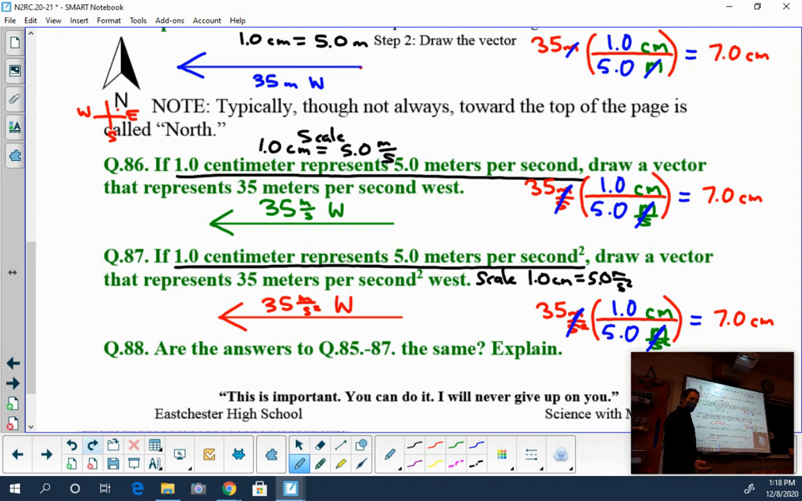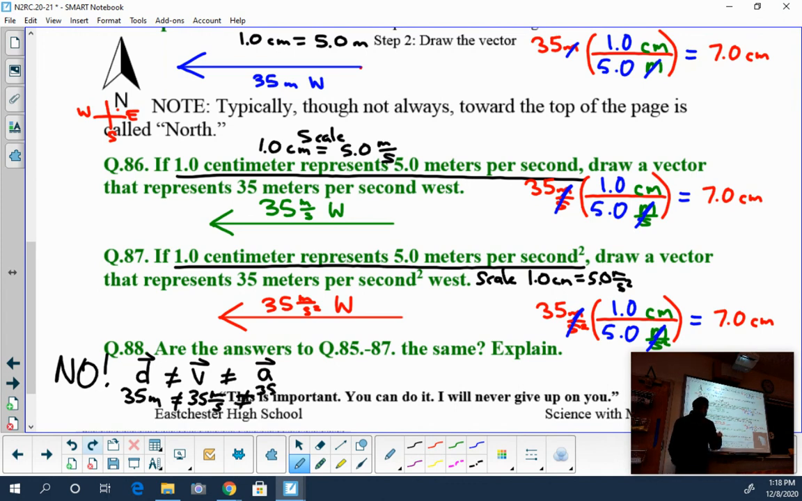Are the answers, yeah, they're all 7 centimeters to the left or other. No! No, they're not all the same. Dang it. One represents displacement, one represents velocity, one represents acceleration. They are not the same thing. 35 meters is not the same thing as 35 meters per second, which is not the same thing as 35 meters per second squared. Completely distinct. 35 meters is how far you could walk in a very short time. 35 meters per second, you will never walk that speed in your entire life, at least not relative to the ground. So, just beware.